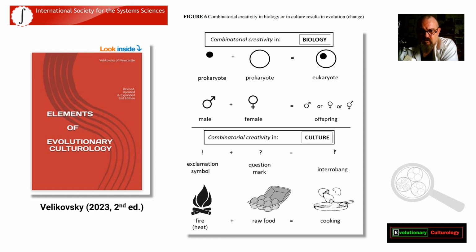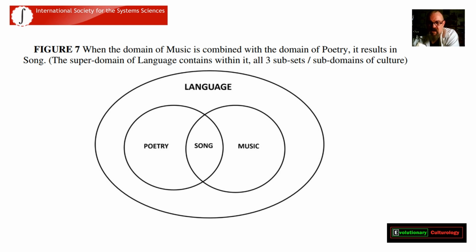Next, there's the lens again. Figure 7, when the domain of music is combined with the domain of poetry, it results in song, and the superdomain of language contains within it all 3 of these subsets or subdomains of culture. So combine 2 old domains to get a new domain. Yeah, it's all just combinatorial creativity, combining units of culture, fractal whole-on partons, to get more complex ones. But you can zoom down and see how simple they are when you analyse them, and then when you put the parts together, you synthesise a new unit.